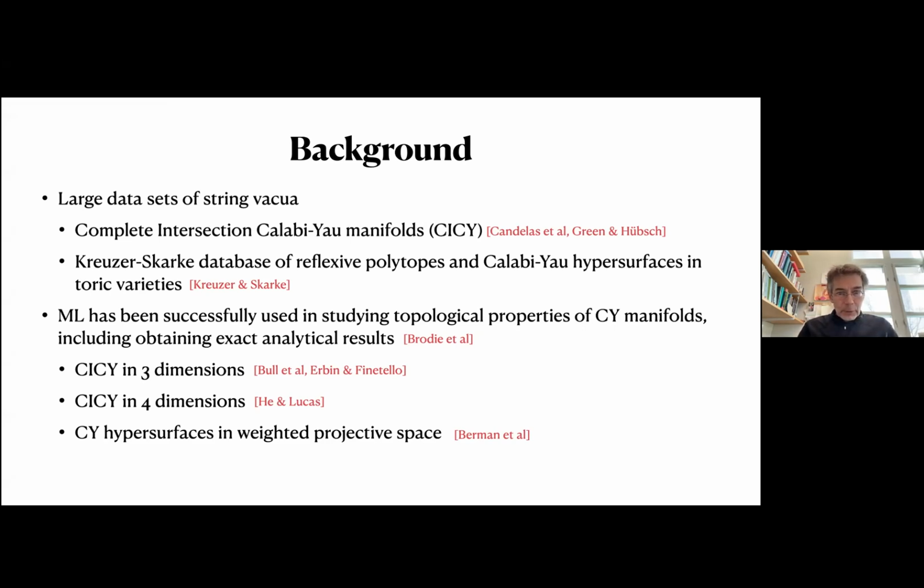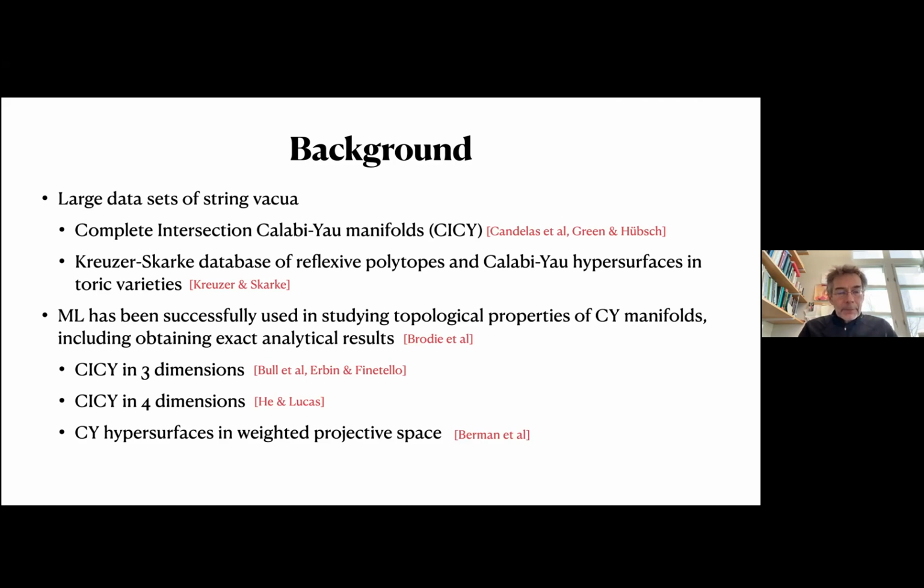Now, we're certainly not the first. Many people in the audience have been using machine learning to study topological properties of Calabi-Yau manifolds. And what's interesting is that this is not just providing a way of finding patterns and numerically getting approximate results, but also actually finding exact results. Particular work by Berglund et al. from a couple of years ago showed how you can compute the cohomology classes of various line bundles in Calabi-Yaus, which of course is very interesting.